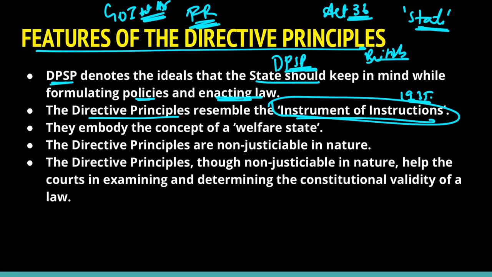The Directive Principles constitute a comprehensive economic, social and political program for the modern democratic state, and they aim at realizing the high ideals of justice, liberty, equality and fraternity, which are outlined in the preamble of our Constitution. So we can say that DPSP embodies the concept of a welfare state and not that of a police state, which existed during the colonial era.